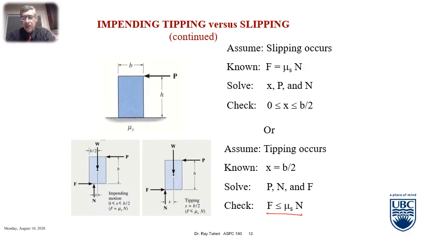So you can assume, for example, that slipping happens, do all the math, find the force of friction and N, and see if this is correct or not. On the other one, you assume that this is correct, you go and find the force of friction and prove that the force of friction is smaller than mu s N. I need to give you a couple of examples, and we do the math, and you can see it's a simple concept when it comes to determining is it sliding or is it tipping.